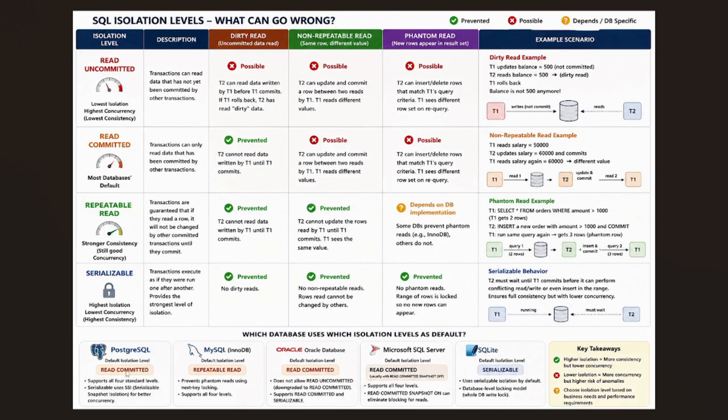As you can see, PostgreSQL uses read committed. MySQL uses repeatable read, and Oracle is read committed. SQL Server is read committed. SQLite is serializable. So higher isolation means highest consistency, and lowest isolation means lowest consistency. It all depends on the performance and business needs.